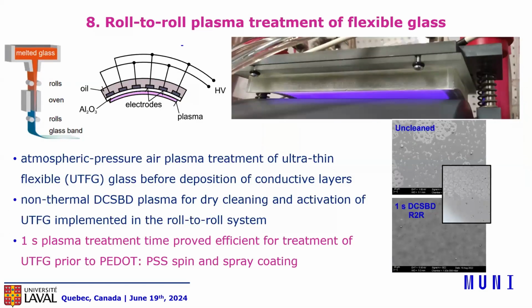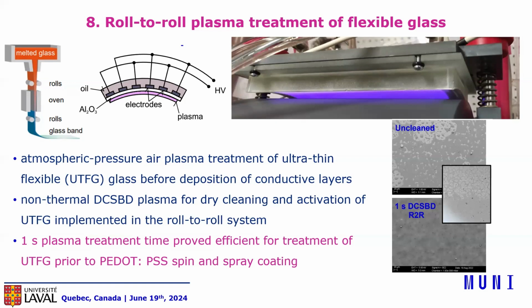Regarding the glass, I can very briefly mention also the possibility to treat flexible glass, because as I told you, we have roll-to-roll systems. So we managed to treat ultra-thin flexible glass before, for example, deposition of conductive layers. Plasma, non-equilibrium or non-thermal plasma, can be used for dry cleaning and activation of such ultra-thin glasses implemented in the roll system.